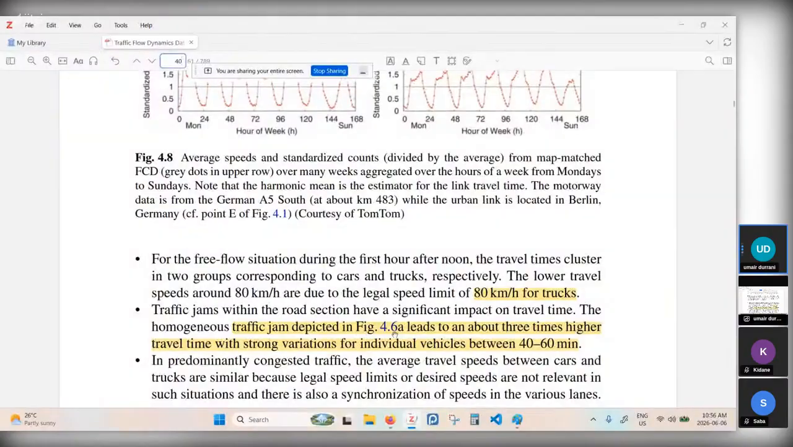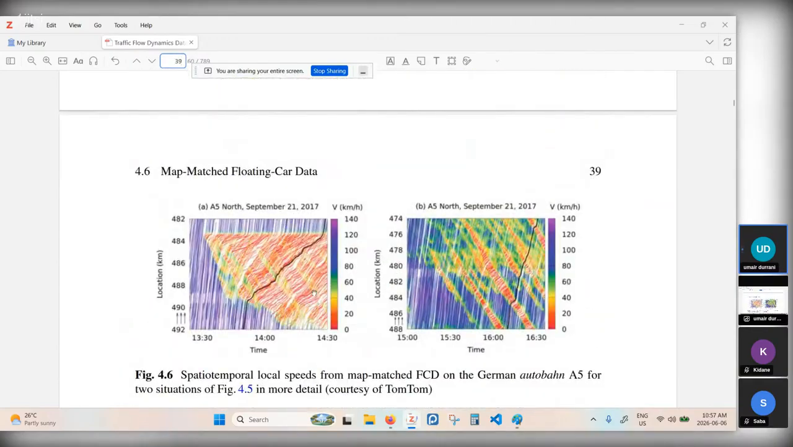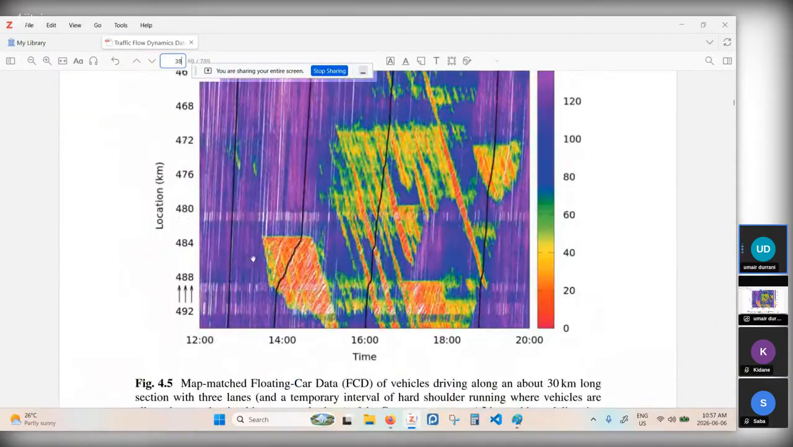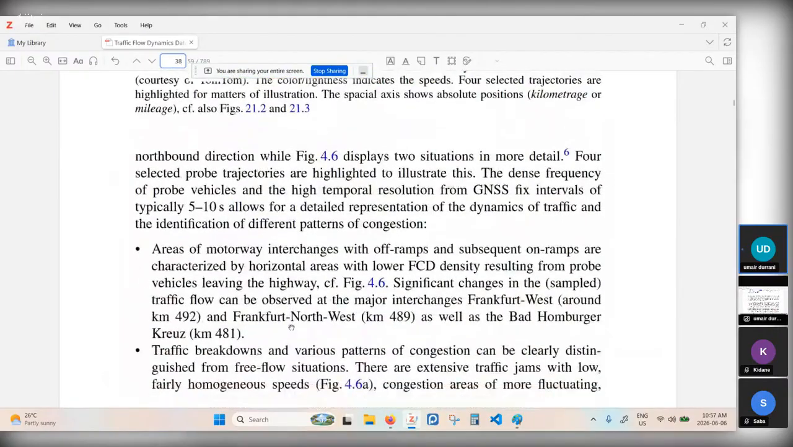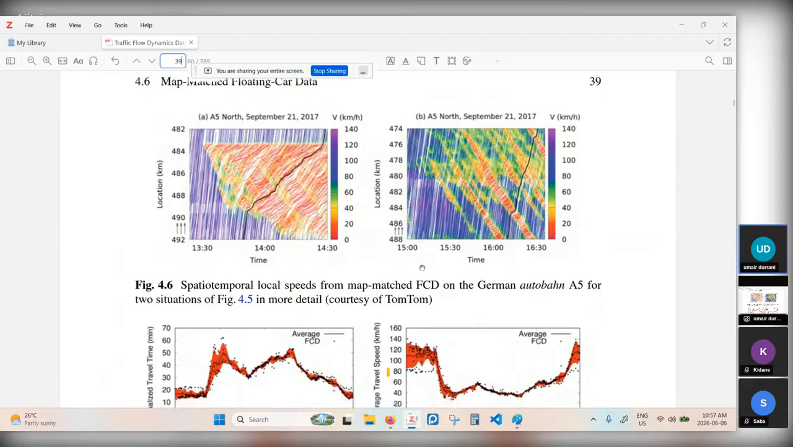Then the traffic jam depicted in figure 4.6a leads to an about 3 times higher travel time, with strong variations for individual vehicles between 40 and 60 minutes. So figure 4.6a is shown here. This is the zoomed in part from figure 4.5. And this is, as we discussed before, showing us local speeds because we can estimate it from this time-space diagram, and we can clearly see that this is a traffic jam in both of these parts.